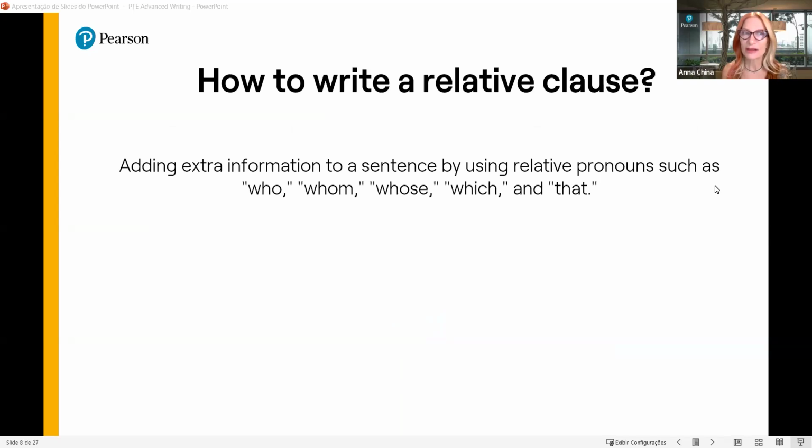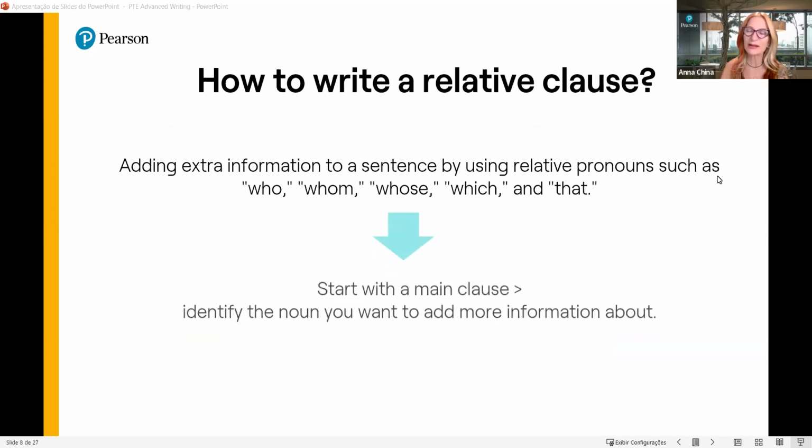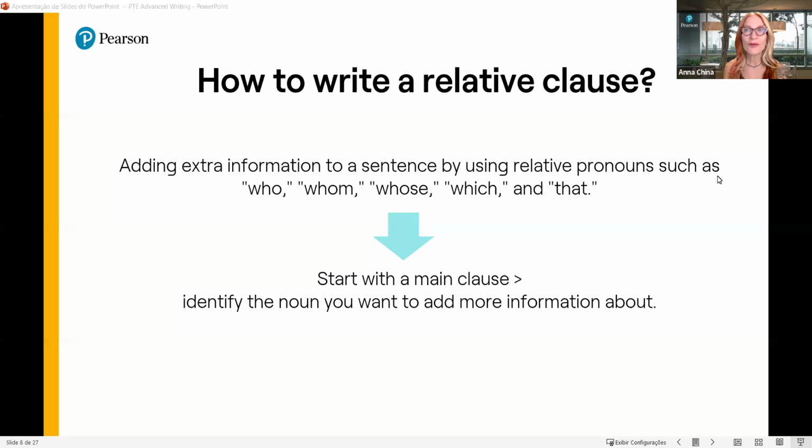Now, relative clauses: adding extra information to a sentence by using relative pronouns, such as who, whom, whose, which, and that. So when we show this to the student, it helps them, first of all, understand when to use a conjunction and when to use a relative clause. So there's light at the end of the tunnel for them. You start with a main clause. You identify the noun you want to add more information about.